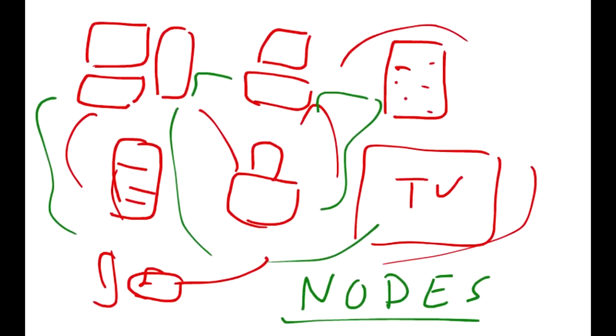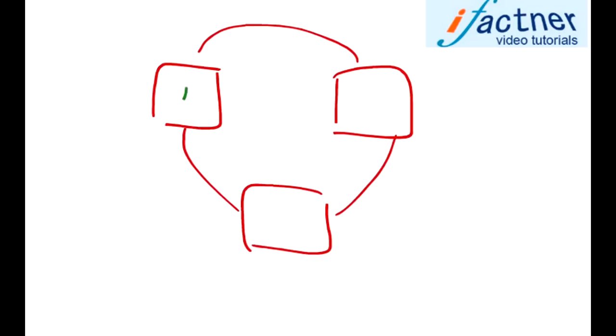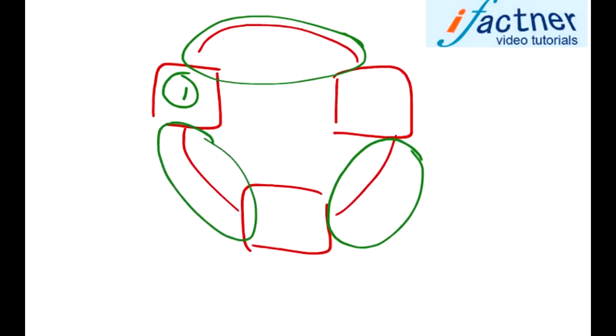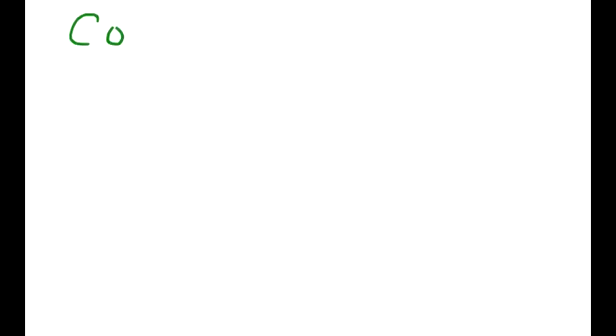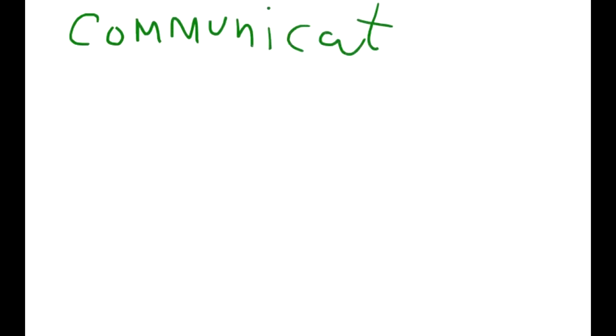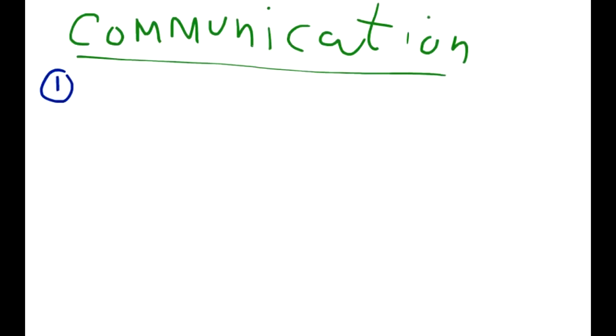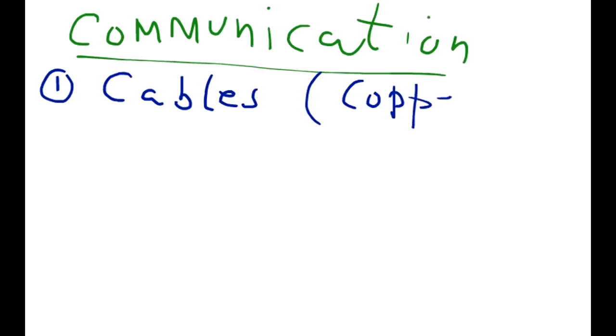So guys and girls, we need two things for computer networks: computers and some medium to join those computers. This medium is called the communication medium. We can use different types of communication media to join computer networks, and the most common are cables, or should I say copper cables. Networking cables are used to join computers into a network.